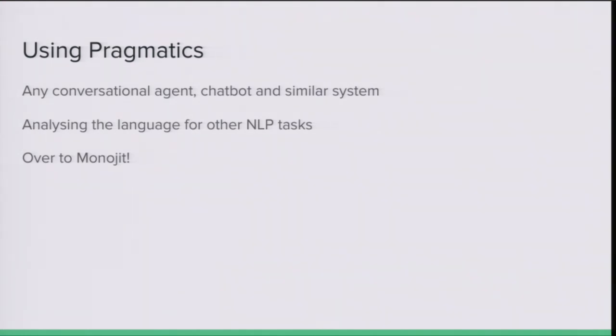Right, so where do you use pragmatics? People have been using it for conversational agents and chatbots and similar systems. It might be a little helpful to use some of these ideas to improve upon the system, to really extract a certain kind of information from what your user is typing, or it's easier if the user is speaking actually. Of course, it might prove to be useful for analyzing the language for other NLP tasks, right?